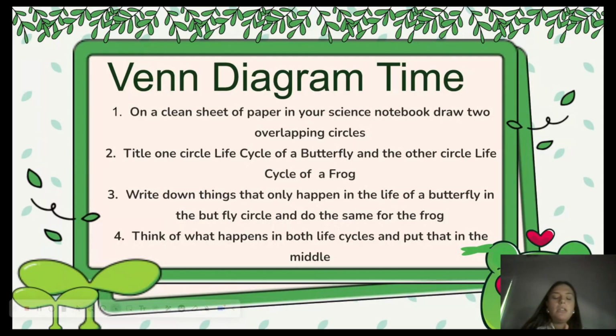Clean sheet of paper in our science notebook. We're drawing our Venn diagram, our two overlapping circles. We're titling it, and we're writing at least one idea for each circle. So we're going to take a minute to do that. And if you don't finish in a minute, do not stress. We're going to have plenty of time.